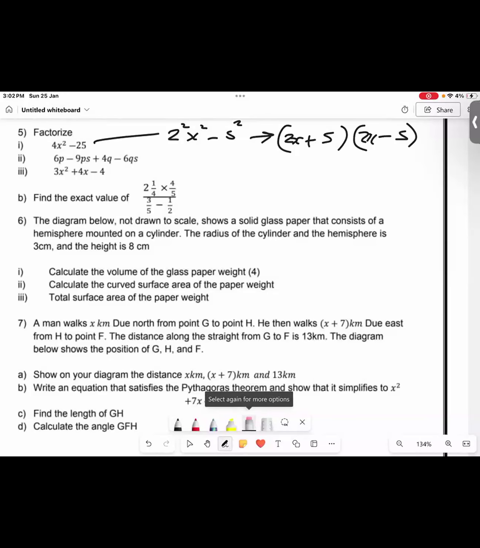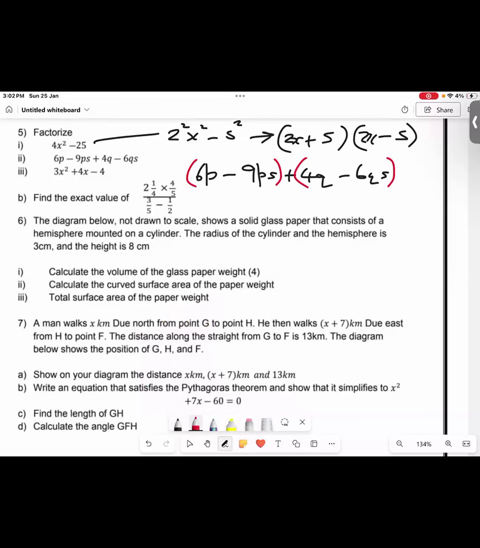So when you have the grouping method, what we're going to do, ladies and gentlemen, is let me just rewrite it first of all. Let me just write it below here. So we're going to have 6p minus 9ps plus 4q minus 6qs. So the rule is place them into groups of 2, small groups of 2.